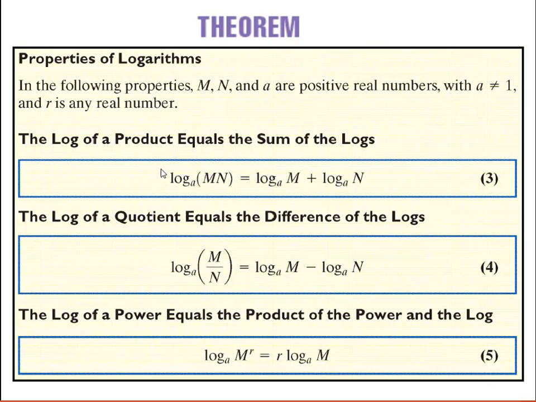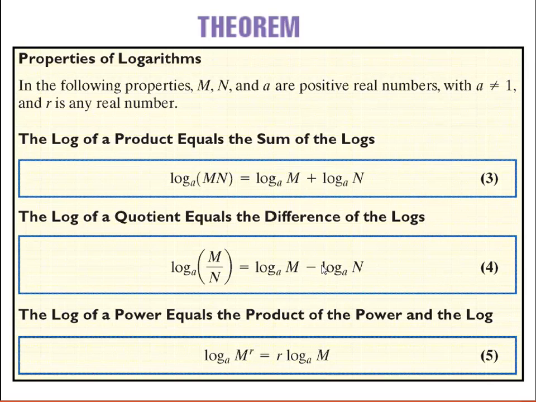So what this will allow me to do is take the log of a product and break it up as the sum of 2 individual logs. This is sometimes called the product rule. This book calls it the log of a product equals the sum of logs rule. That's kind of a mouthful. Now, the next property is sometimes called the quotient rule, because it says that the log of a quotient equals the difference of the 2 logs.